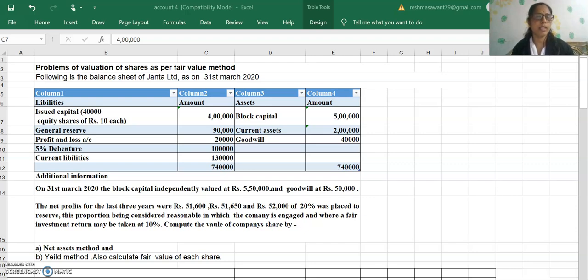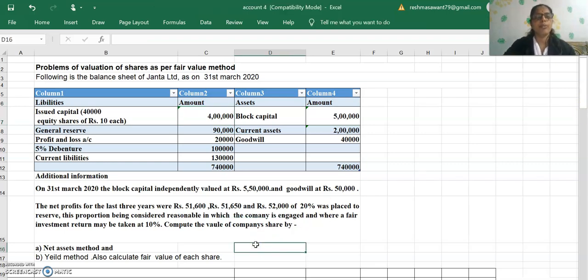Now we discuss some additional information. On 31st March 2020, the block capital was independently valued at 5 lakh 50,000 and goodwill at rupees 50,000. Next, the profits for the last 3 years were rupees 51,600, 51,650 and 52,000, of which 20% was placed to reserve. This proportion is considered reasonable in the industry in which the company is engaged, and a fair investment return may be taken at 10%. Compute the value of the company's shares.